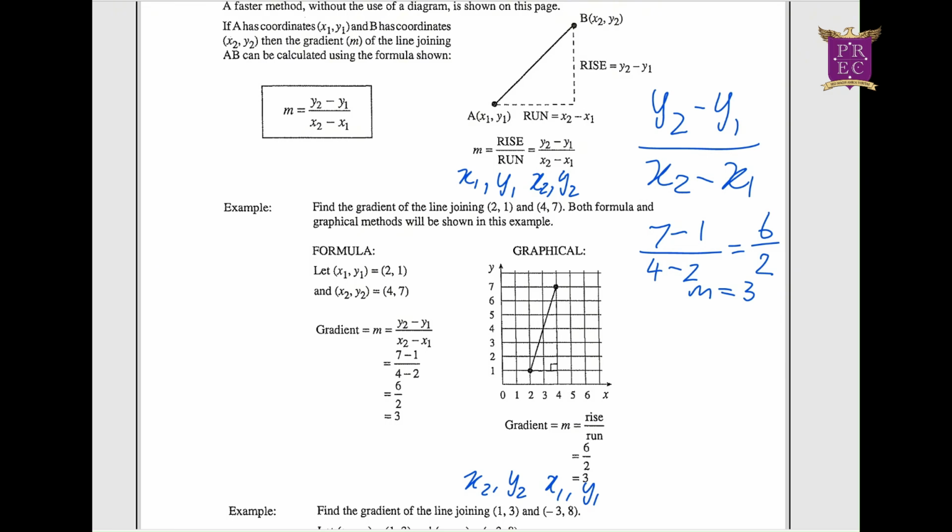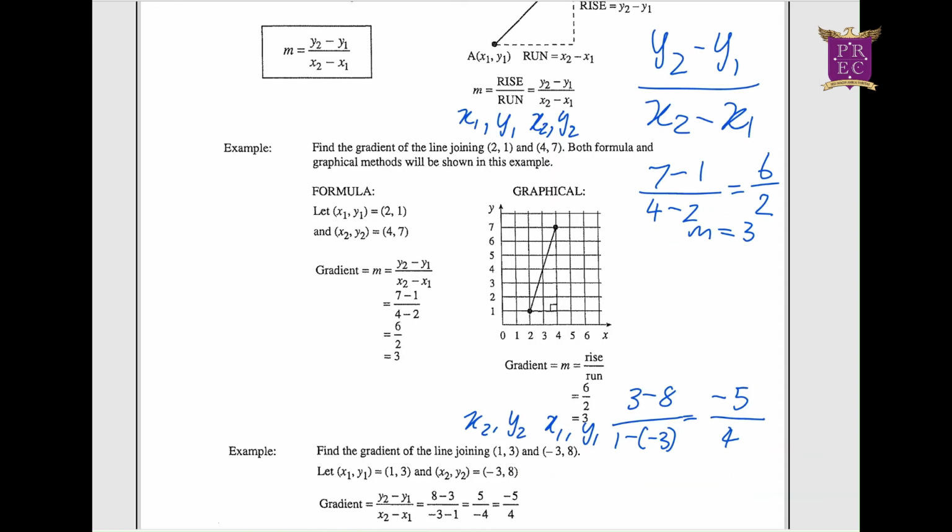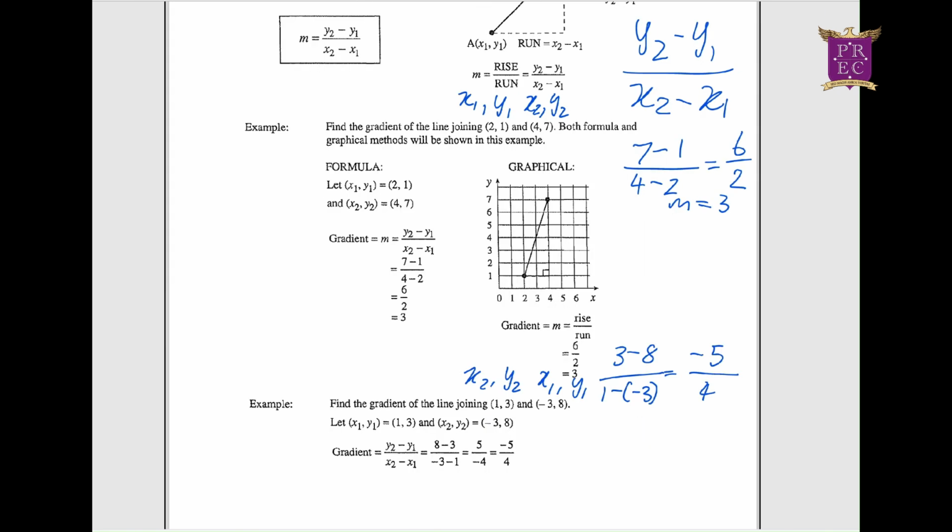Let's do y2 minus y1 first, so 3 minus 8, and then x2 minus x1, 1 minus 3. 3 minus 8 gives us negative 5. 1 minus negative 3 gives us 4. So the gradient is negative 5 over 4. See, we didn't have to worry about whether it was a positive slope or a negative slope, because the formula gives us what the slope is.